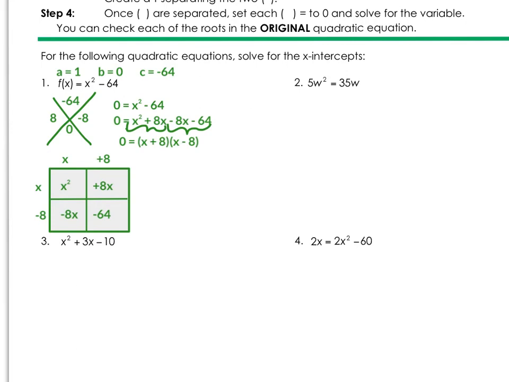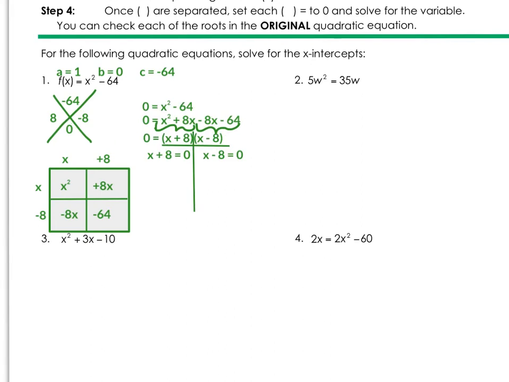Okay, so now I have these written down, but now we need the new step. This is where we had stopped in the previous packet, but now we need to do that next step, which is to set up our t-chart, which just means to set a t between the two factors and underneath them. Once I have that set up, I just set each factor equal to 0. So I'll write x plus 8 equals 0 and x minus 8 equals 0. Once I have those written, I just solve each one for x.